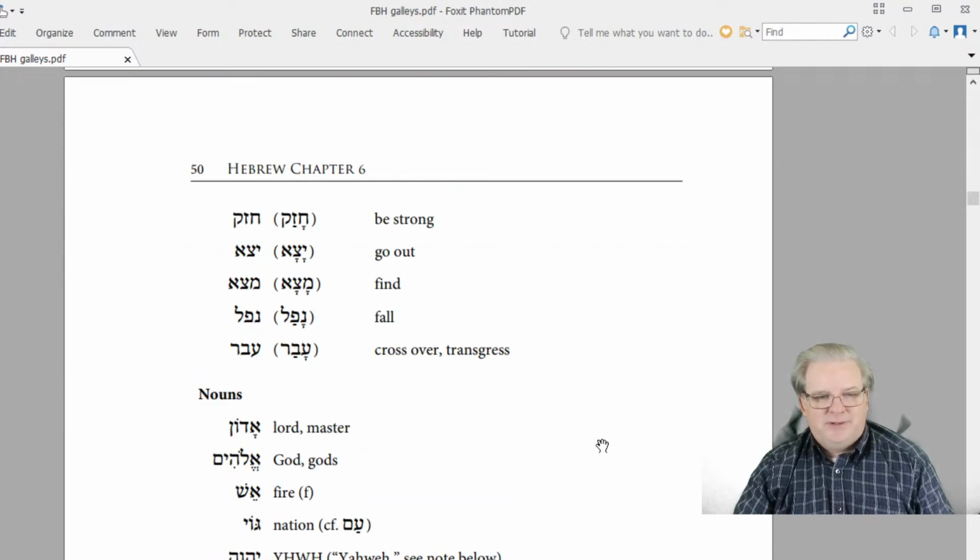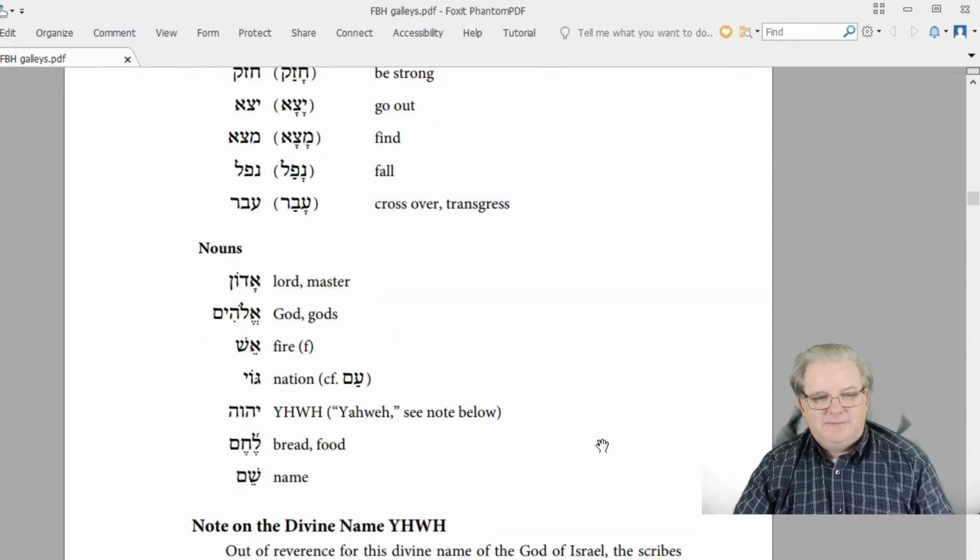To be strong, it's a stative verb, is chazak. Chazak. To go out is yatsa. Yatsi. To find is matzah. To fall is nafal. That one's not hard. Nafal, he fell. Nafal, fall.